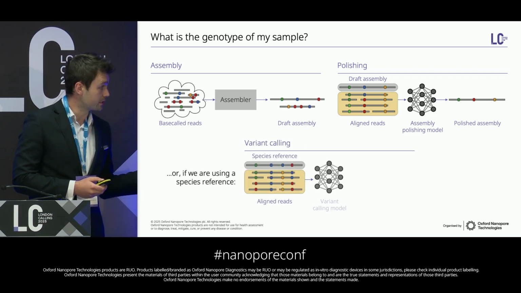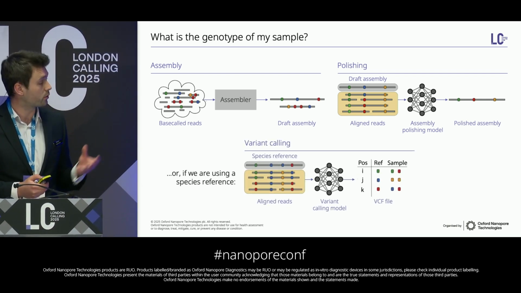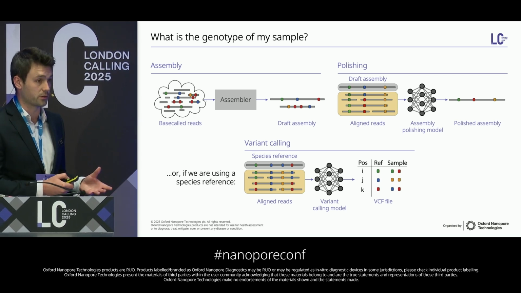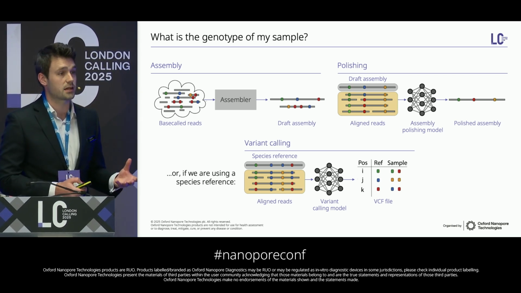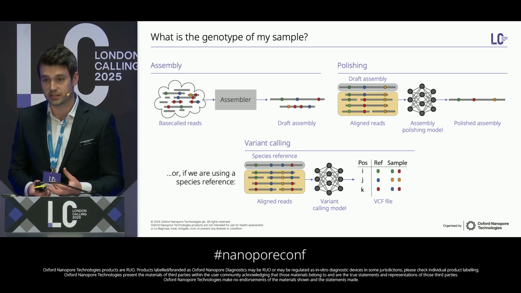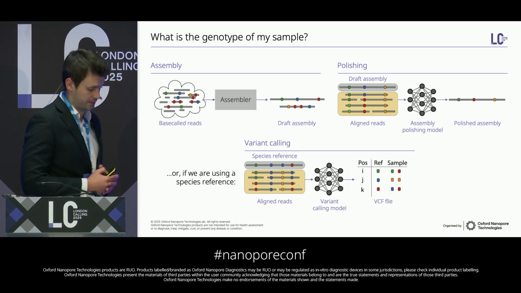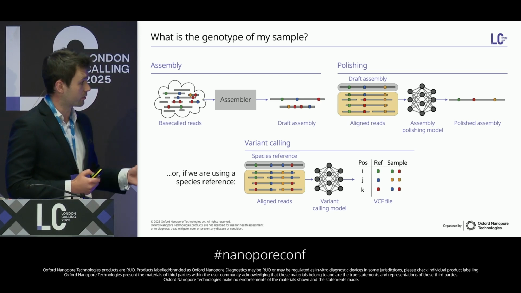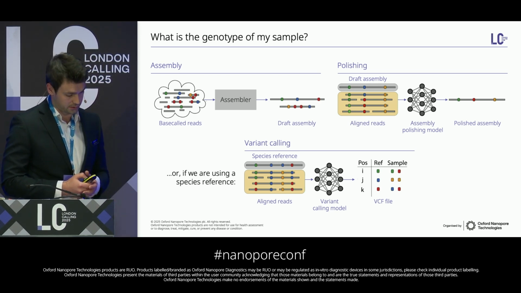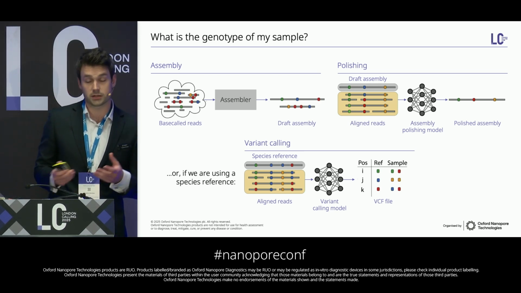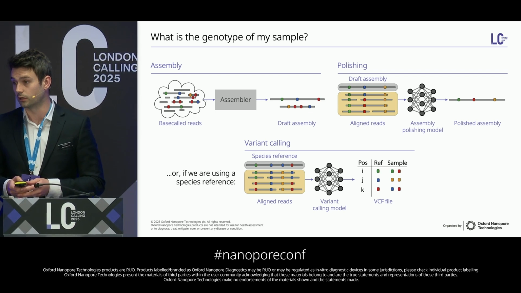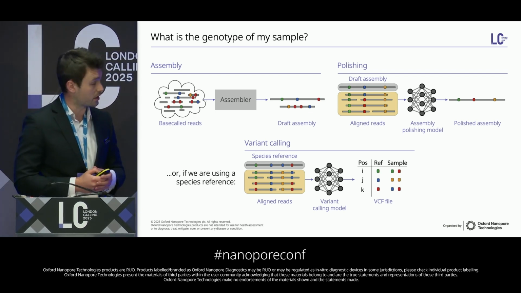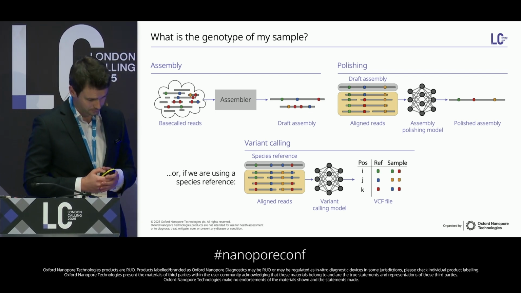So that's the case where we don't have a species reference, but what about if we already have a high-quality reference that we want to use? Well, in this case, the task becomes, how does this individual differ from the species reference? And we can skip the assembly process entirely, so we instead align the reads to that reference, as you can see on this slide, and give that to another neural network, in this case a variant caller, which will output a VCF file to hopefully answer our question.